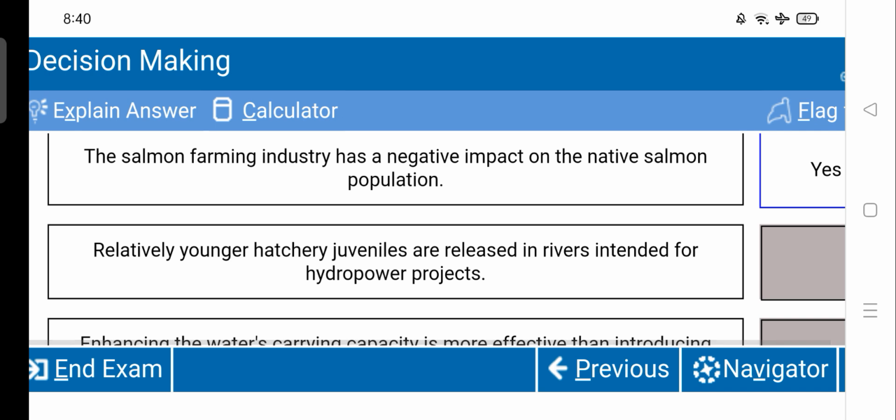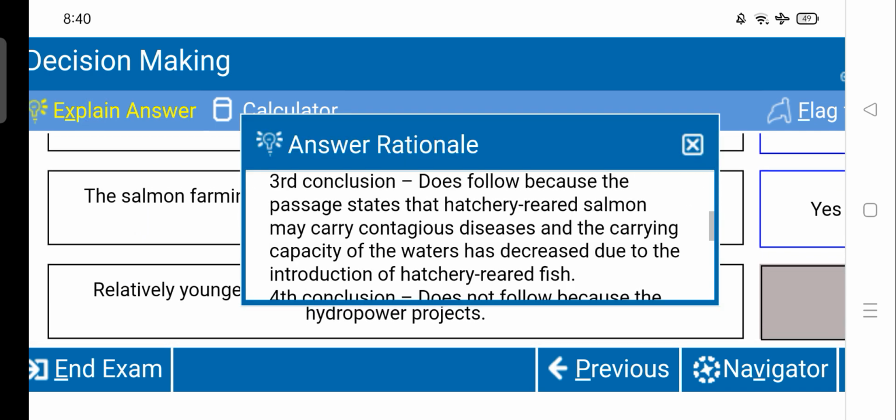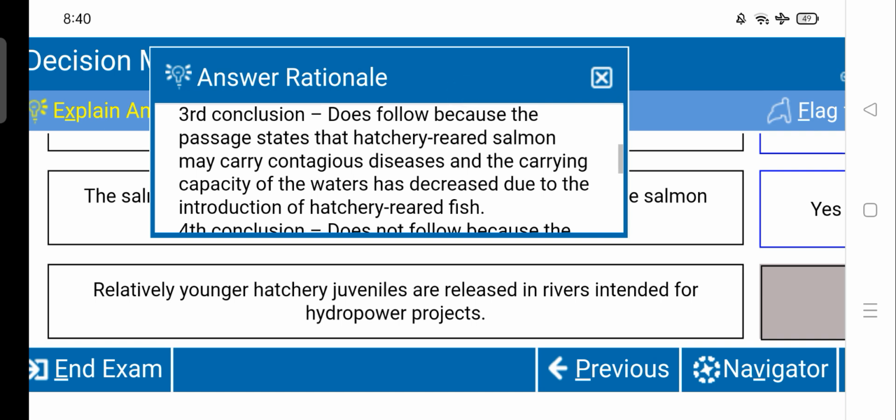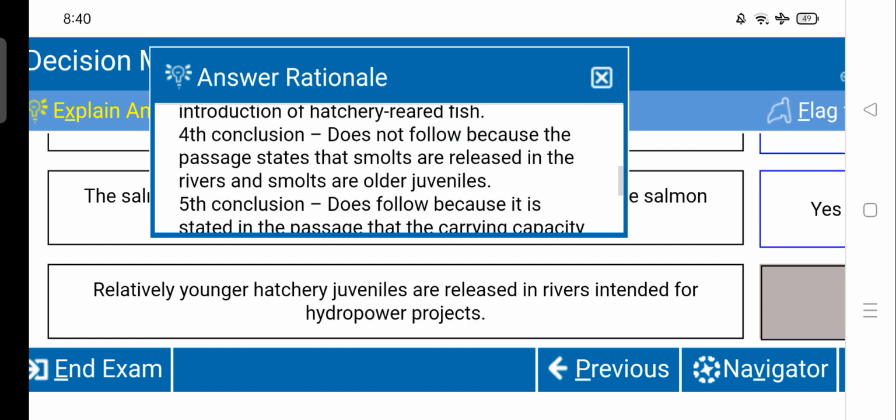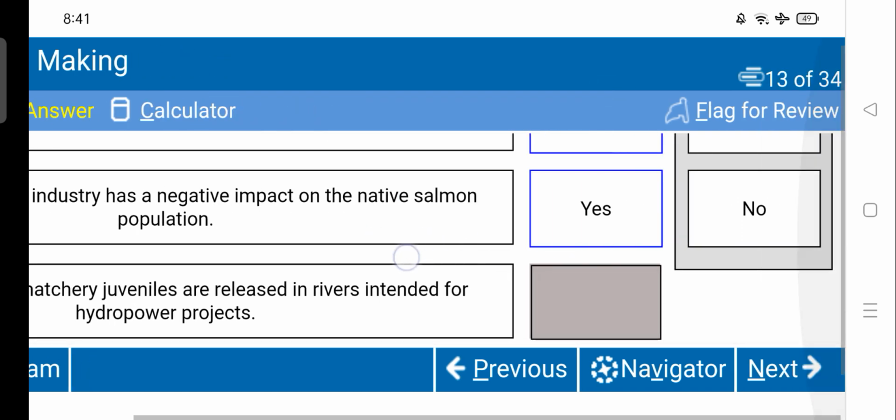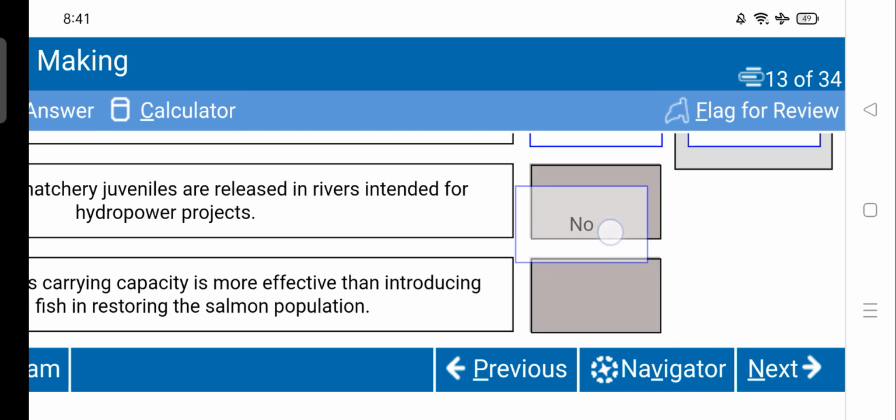The fourth conclusion says that relatively younger hatchery juveniles are released in rivers intended for hydropower projects. It does not follow because the passage states that smolts are released in the rivers and smolts are older juveniles. So it does not follow the statement of the question, so that's why we will say the fourth conclusion does not follow, and we will drop a no in front of that.